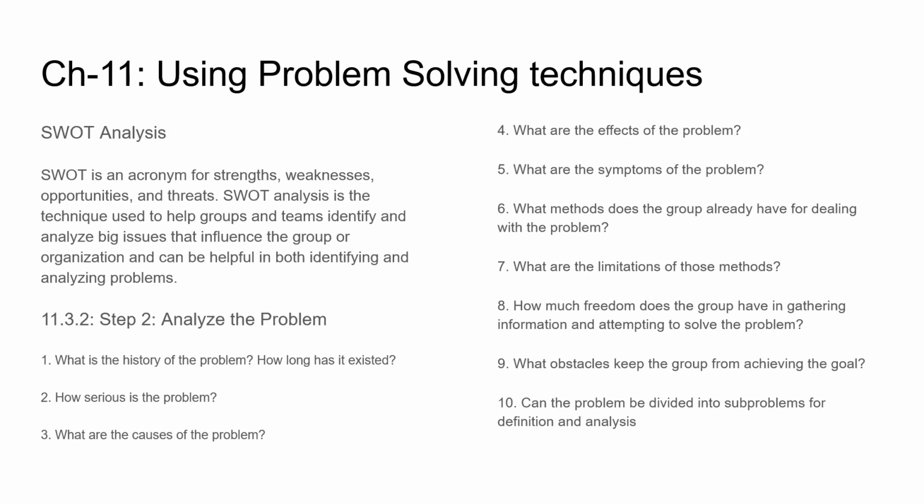SWOT analysis is the technique used for helping groups and teams identify and analyze big issues that influence the group or organization. It can be helpful in both identifying and analyzing problems. All right, so for U.S. businesses, it's a traditional part of a business plan. So you talk about like, okay, I want to open a coffee shop, right? What are the strengths? Coffee is huge in America. People spend a lot of money on coffee. People in my community want a mom and dad pop coffee shop, not another Starbucks or Pete's or Dunkin' Donuts, the chain.